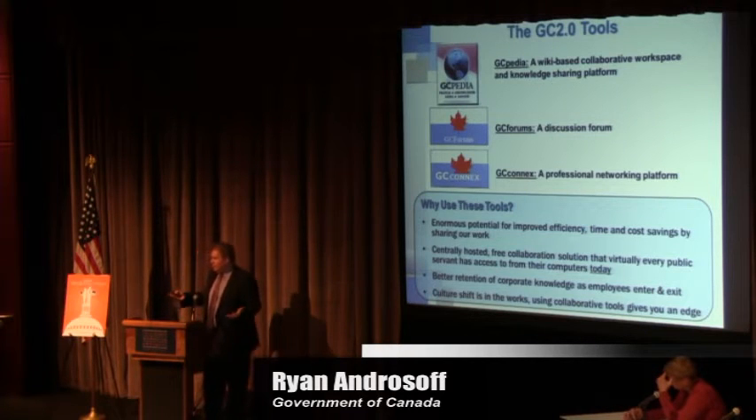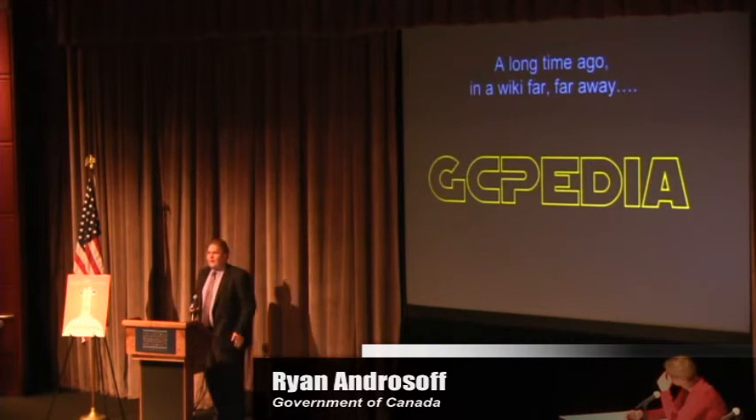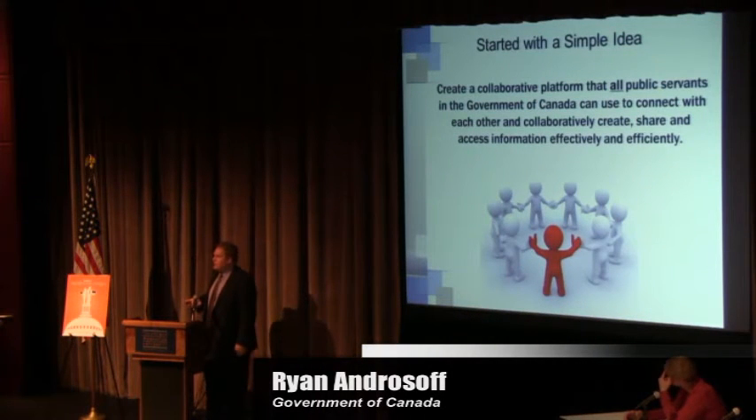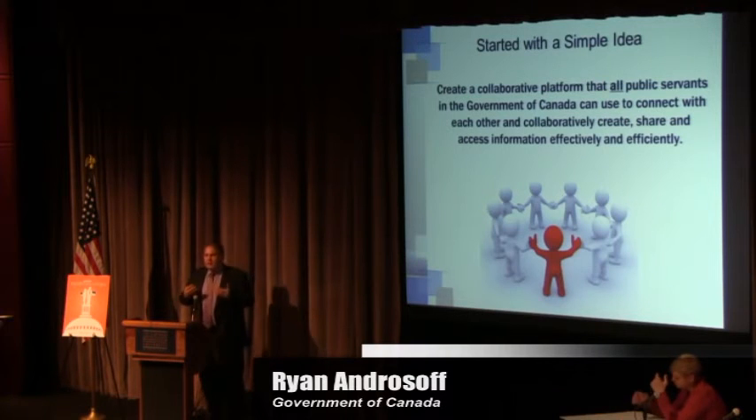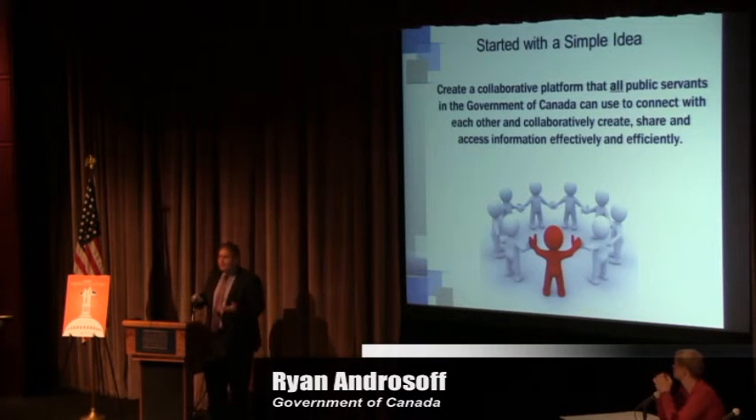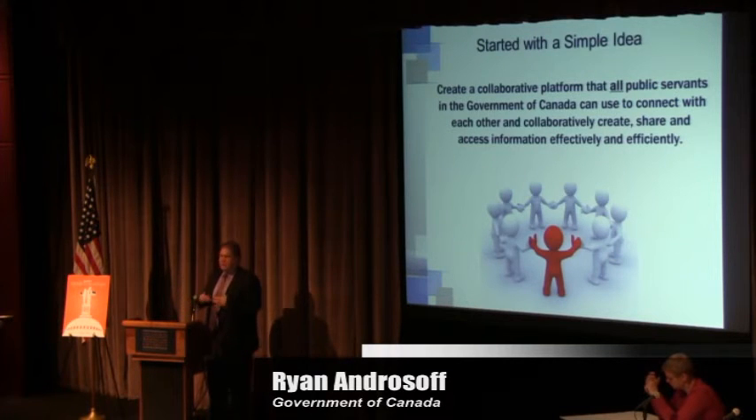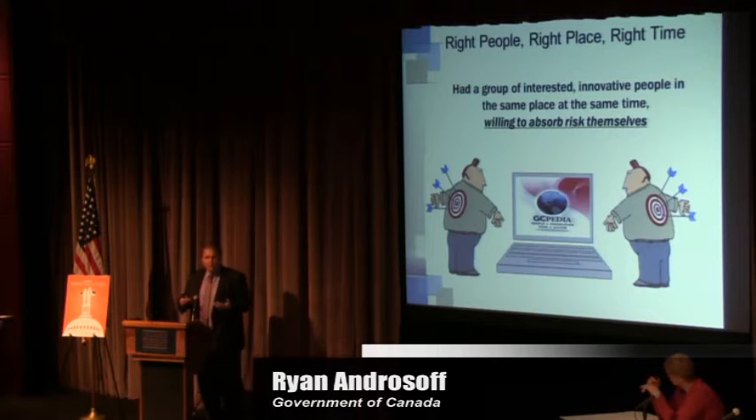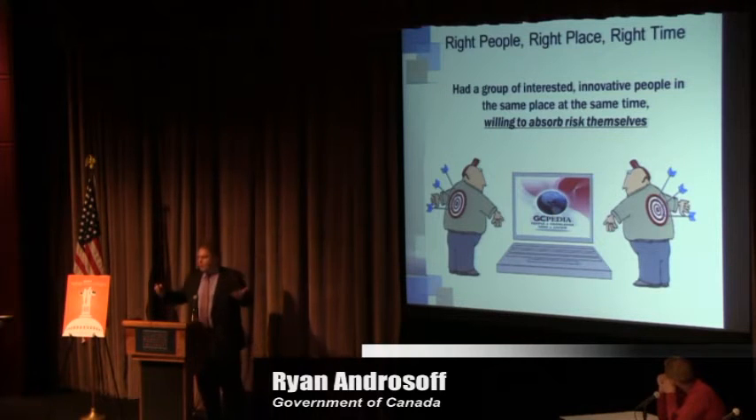But today's conference, or this weekend's conference, is all about wikis. So I'm going to talk a little bit about the story of GCpedia and where it came from. The idea behind GCpedia was a simple one, which was, let's go and create a government-wide wiki that allows everybody to collaborate and share information. Around 2007, Natural Resources Canada and a number of other departments started using wikis on a departmental level, but there was a decision made to say, why can't we try installing this on a government-wide basis and see if we can pull everybody together as part of that?